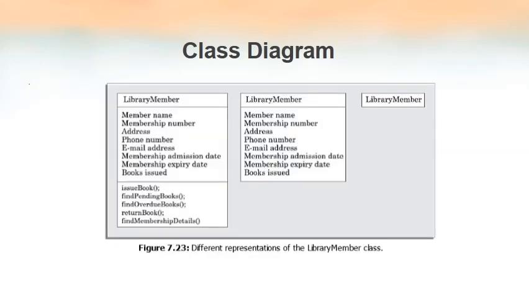We will see an example of how to draw this class. These are the different representations in a class diagram. A class. This is what we mean by compartments.